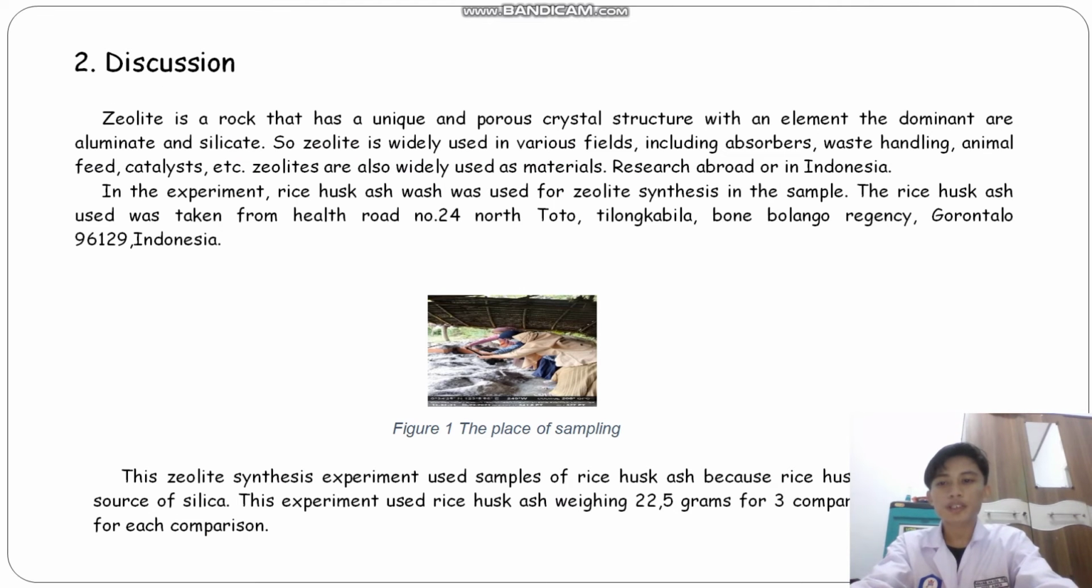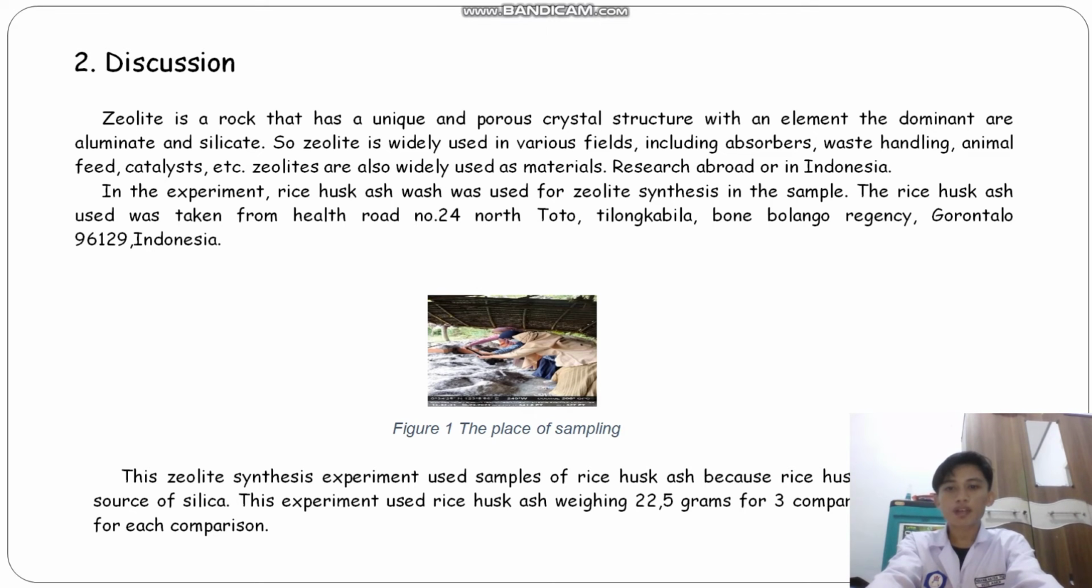Number 2, discussion. Zeolite is a rock that has a unique crystal structure with a dominant element being silica, so zeolite is widely used in various fields, including absorbers, waste handling, animal feed, and catalysts. Zeolite is also widely used as research material abroad and in Indonesia.